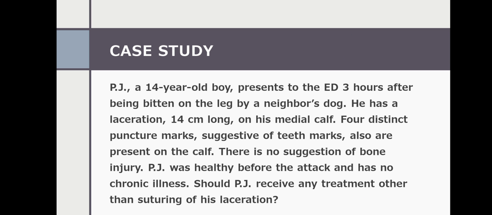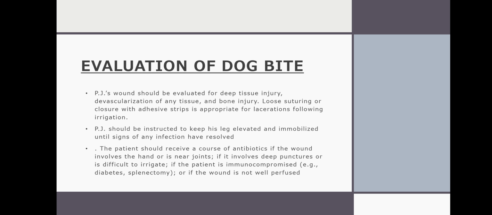A 14-year-old boy presents to the ED 3 hours after being bitten on the leg by a neighbor's dog. He has a laceration. What is a laceration? A laceration is basically a deep skin cut, 14 centimeters long, on his medial calf. Four distinct puncture marks, suggestive of teeth marks, are also present at the calf. There is no suggestion of bone injury. PJ was healthy before the attack and has no chronic illness. Should PJ receive any treatment other than suturing of his laceration?